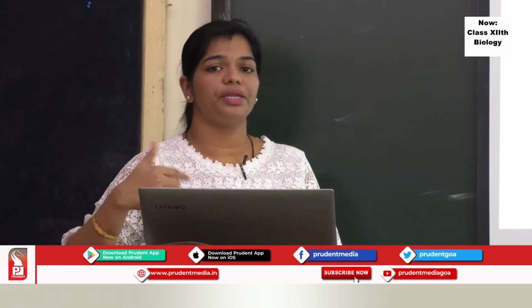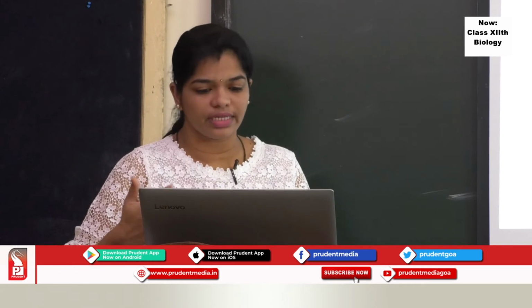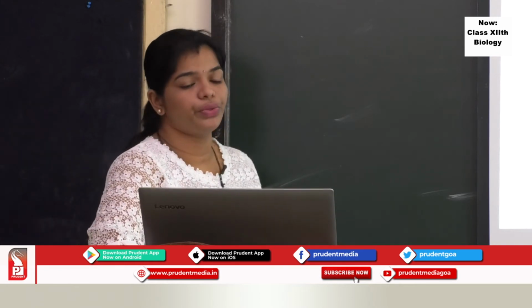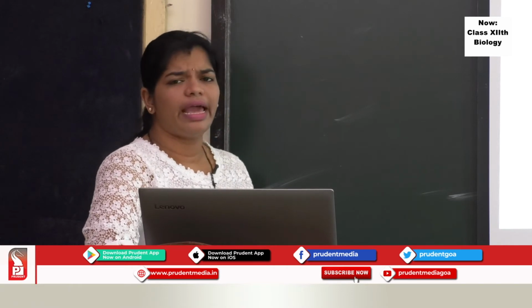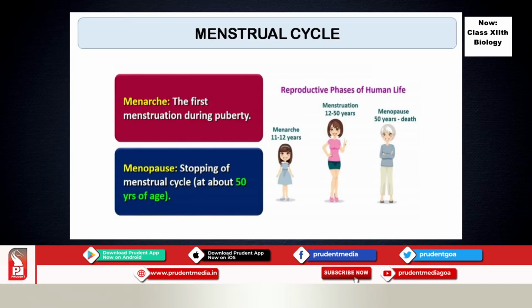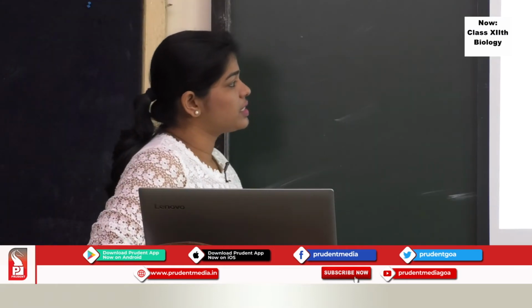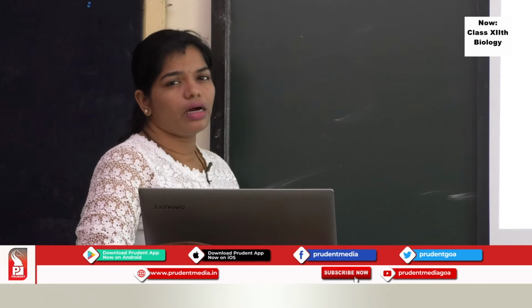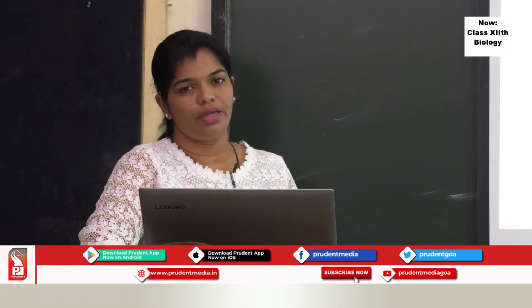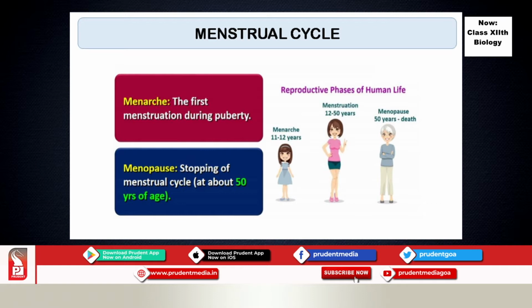The first cycle, the first menstruation, begins at puberty at the age of around 11 to 12 years, and it is termed menarche. The last one occurs around the age of 50, when menstruation stops, and it is called menopause. From 12 years to 50 years, menstruation can take place. That's the reproductive phase of the females.